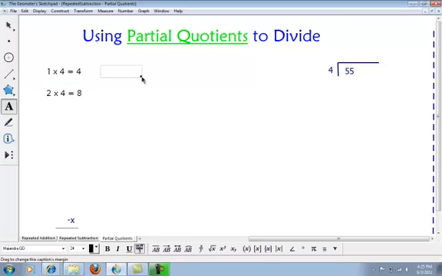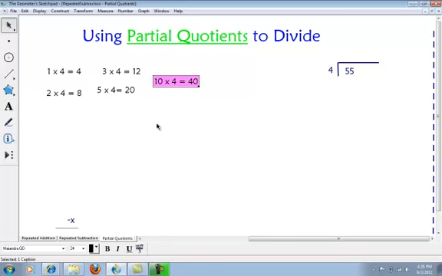Or what if we did 3 groups of 4? How many tiles would we have then? You're right, we would use up 12 tiles if we made 3 groups of 4. What about 5 groups of 4? Yep, that would be 20. And what if we did 10 groups of 4? You're exactly right, we would be using up 40 tiles. So let's look at how we can use these multiplication facts that we know to solve this division problem.